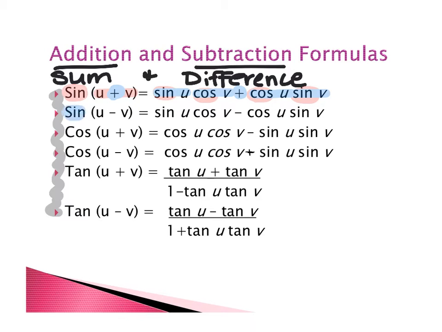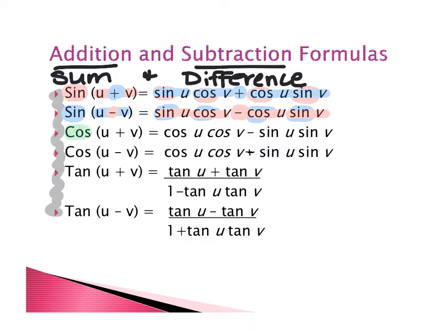If it's sine of a difference, the pattern is still the same. It's sine, cosine, cosine, sine. But this time it gets a minus in between. So if it's a minus here, it's a minus here. So you would do sine of the first angle times cosine of the second minus cosine of the first angle times sine of the second.